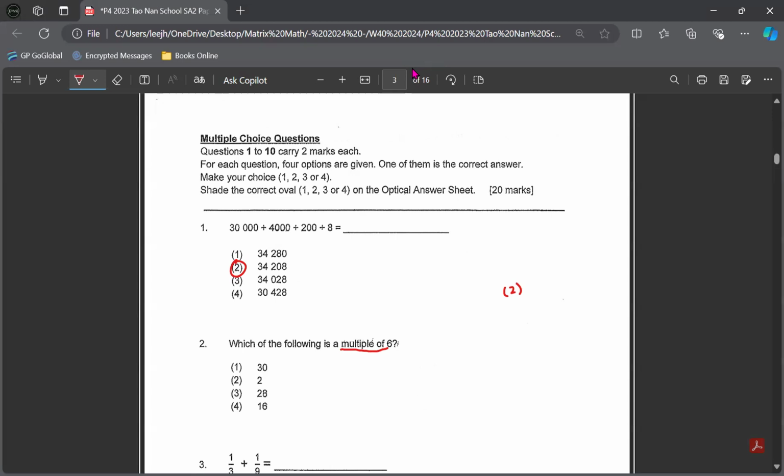Question 2, which of the following is a multiple of 6? Which means that out of these four numbers, which number can be divided by 6? So if you know your multiplication very well, you know that it's only number 1. Number 1, 30 can be divided by 6. 2 cannot, 8 and 16 also cannot. So the answer is just number 1.